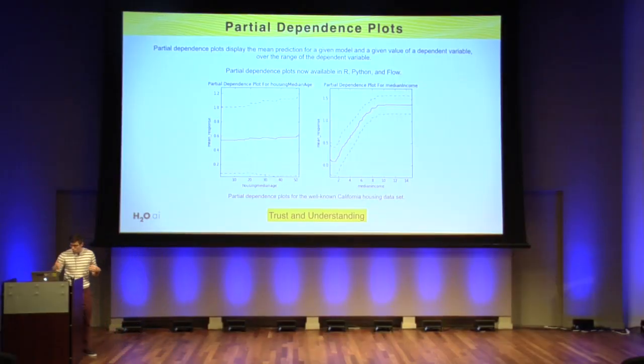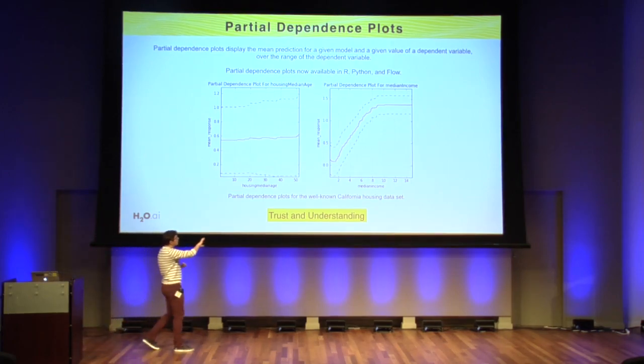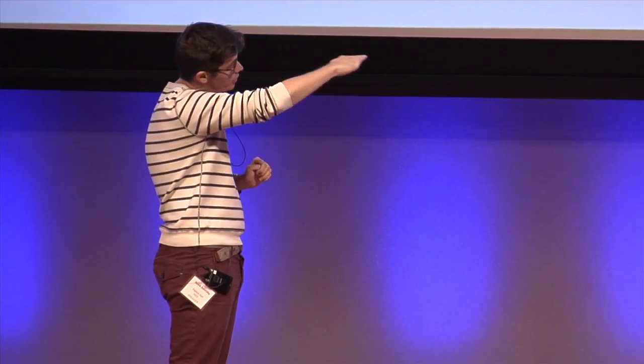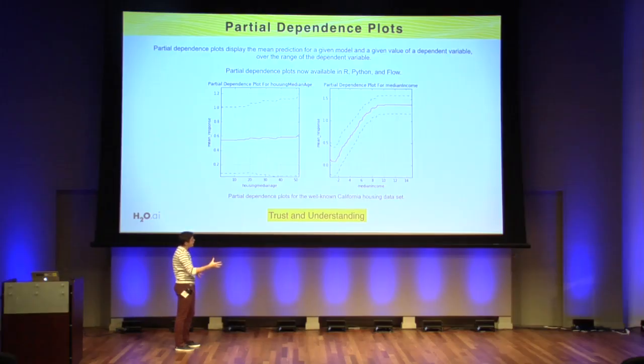And what you're seeing here is what's called a partial dependence plot, and this is one way that people explain these models, and it's easy in H2O, it's easy in R. What's on the y-axis is the average model prediction, and then you have standard deviation above it and below it, and then you run across the domain of one of the input variables. So this is essentially saying, what's the average prediction at this value of an input variable?